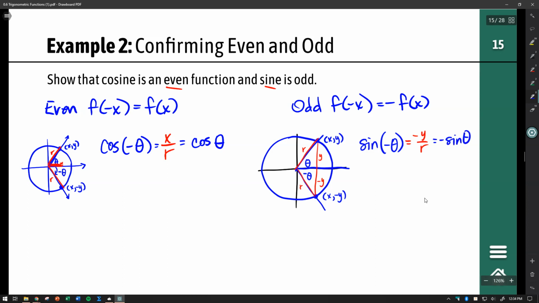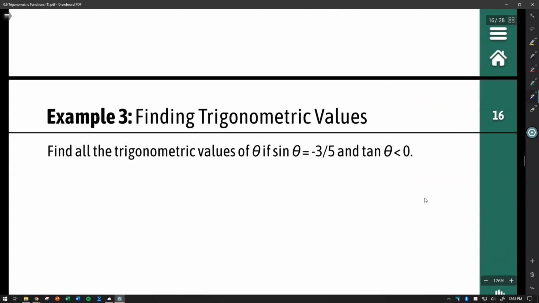And hey, we proved it. f of negative x is equal to negative f of x. Sine of negative theta is equal to negative sine of theta.